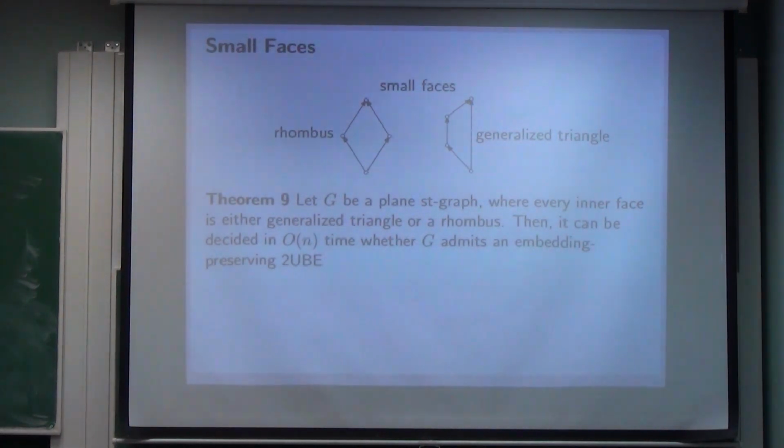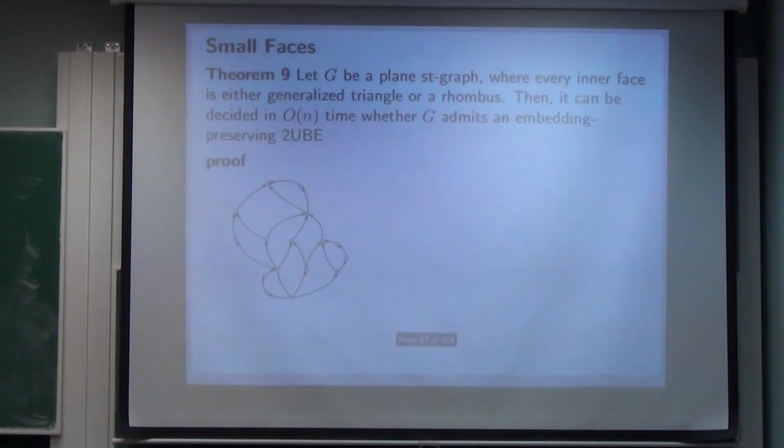And the theorem I'm going to prove is the following: let G be a plane st-graph where every inner face is either a generalized triangle or a rhombus. Then it can be decided in linear time whether this graph admits an embedding-preserving two-page upward book embedding. So this is the counterpart of the previous result. For large faces, an embedding always exists. For small faces, we can decide. The proof is more or less a consequence of the earlier results. I'm going to quickly go through it.